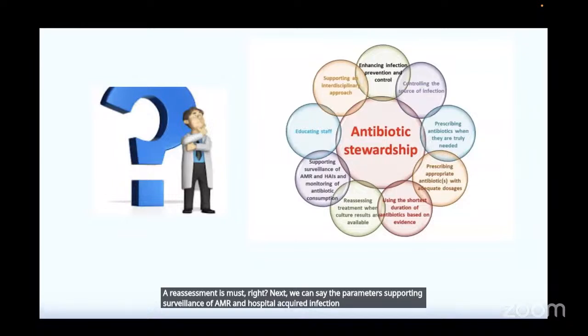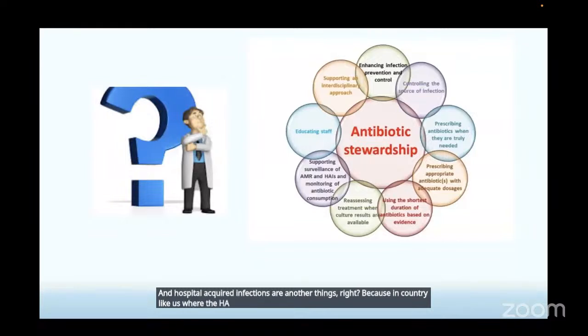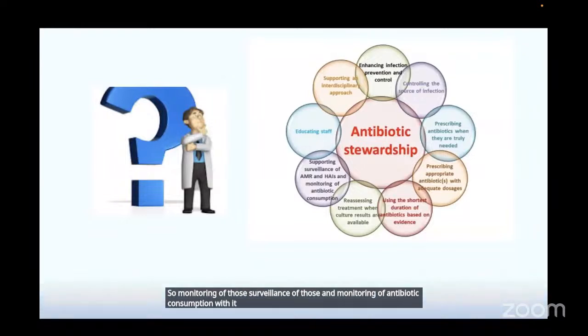Antimicrobial resistance is one thing, and hospital acquired infections are another, right? Because in a country like ours, where HAIs are very popular, you can say UTI, pneumonia, tuberculosis, those are the highest percentage of hospital acquired infections people are having, right? So monitoring and surveillance of those, and monitoring of antibiotic consumption with it, is also a part of your stewardship program. Another thing is education.